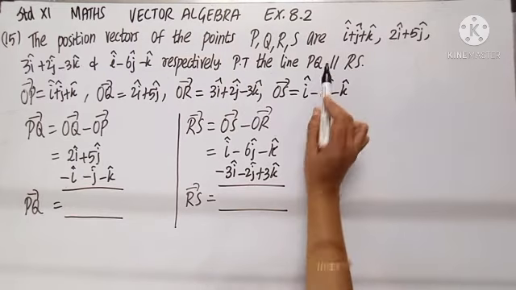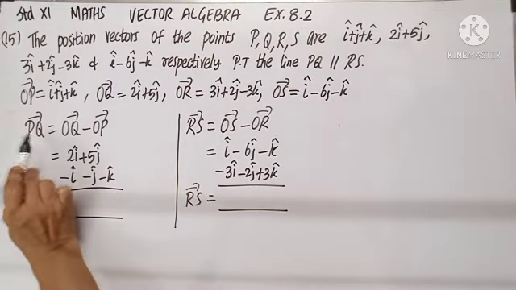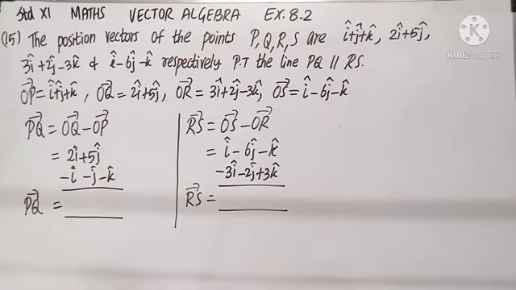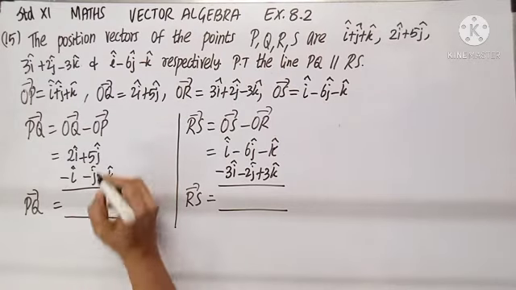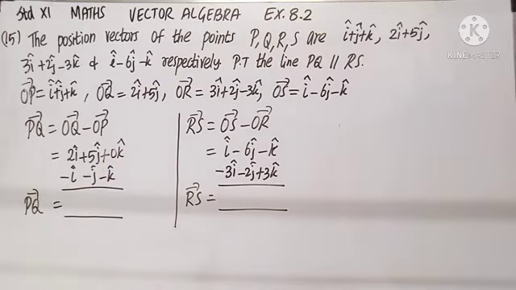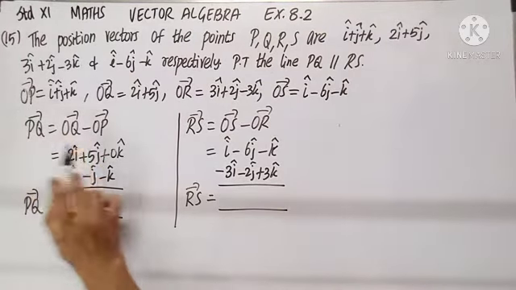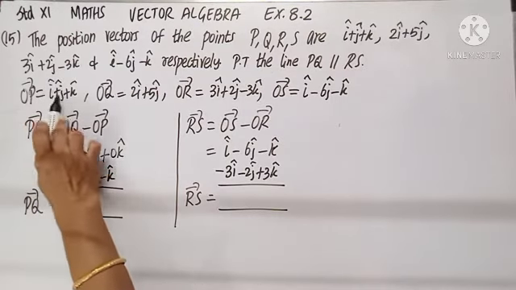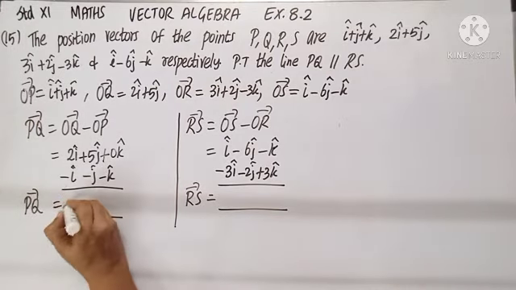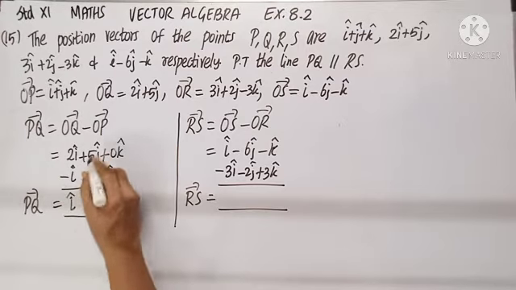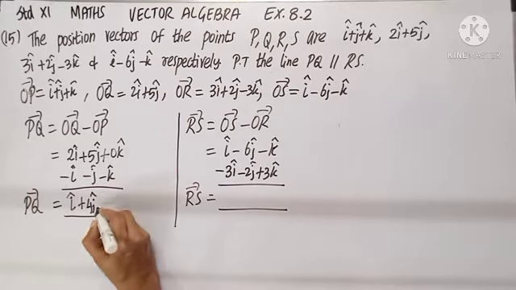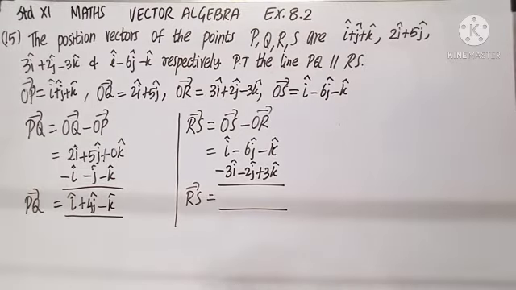To find out PQ, we know the formula, second letter minus first. So it is OQ minus OP. As I copy OQ, k component is missing. So to ease our calculation, we shall write 0 into k component. OP, because I want minus OP, change the symbol. Minus i, minus j, minus k. As we simplify, 2i minus i is i vector. 5j minus j is 4j vector. 0k minus k is minus k vector.